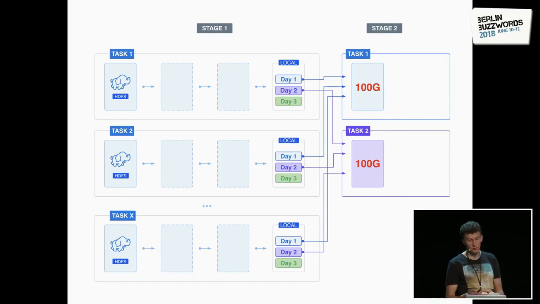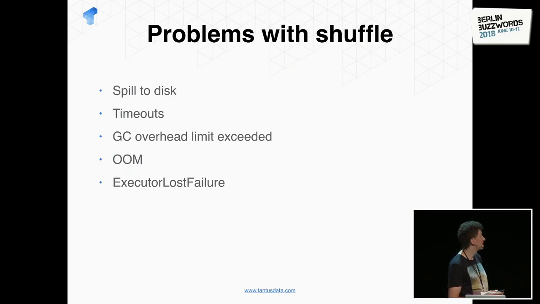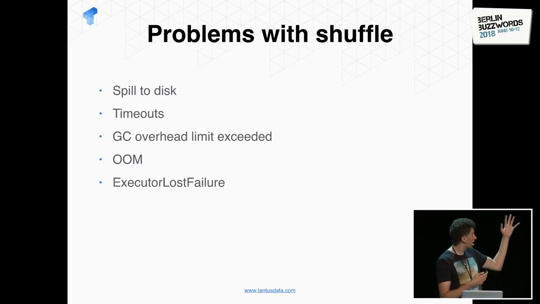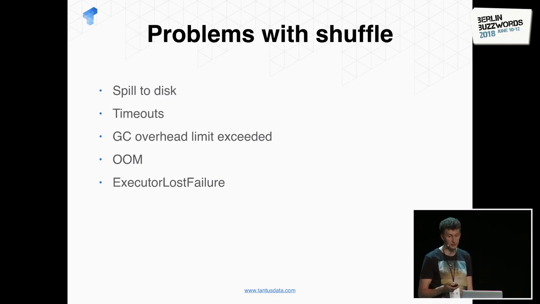Most often, you will end up with one of these problems. First of all, Spark might try to avoid out of memory, and it will spill the data to disk. But it will be slow. And there are other possible problems which you can end up with, depending on what exactly you are doing after the repartition. So what could you do?